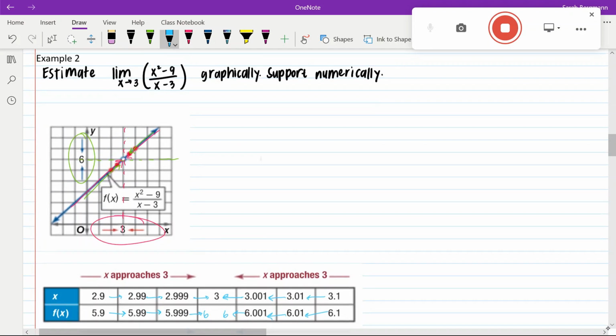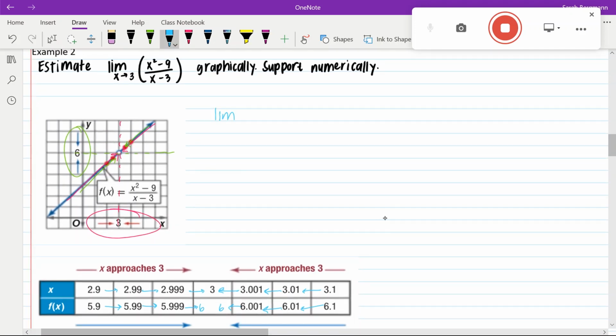So what we would say to answer this question, we'll write the limit as x approaches 3 of the function x squared minus 9 over x minus 3 is equal to 6. Even though on your calculator in this box, it will technically say error, it doesn't really matter for the limit because the graph is still approaching 6. The key word is approaching. It doesn't say that it equals 6. It just says that it's approaching 6.